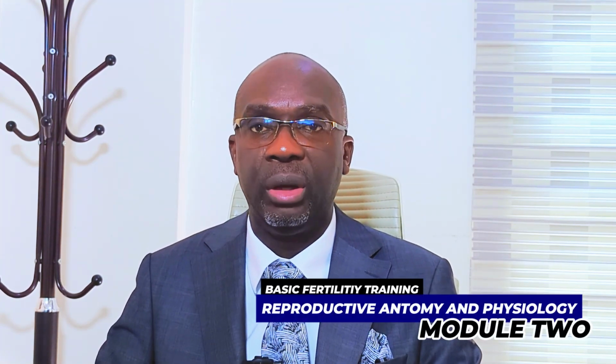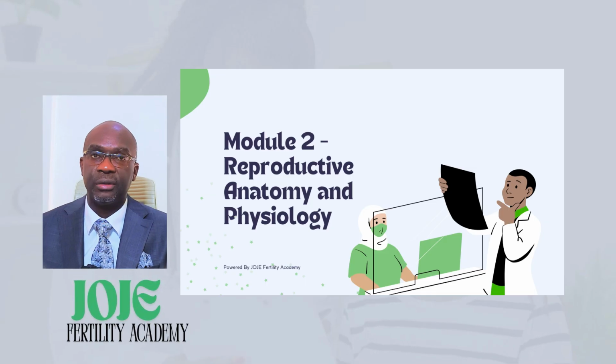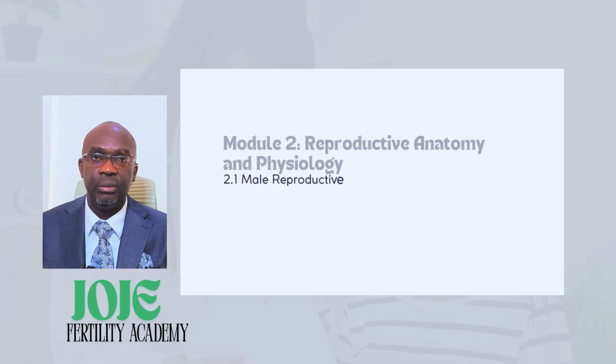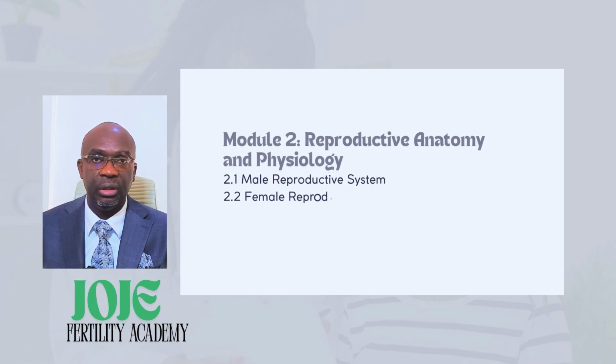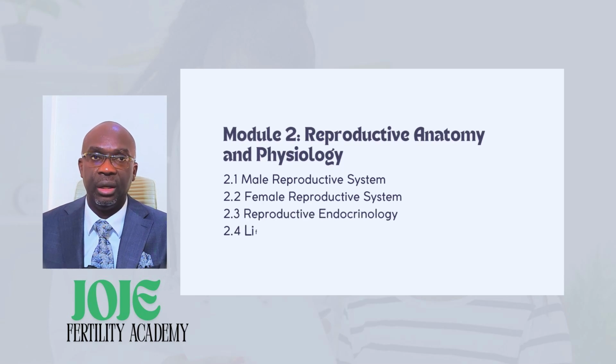In this module, we'll be looking at reproductive anatomy and physiology. And this module has 4 different units. You have the male reproductive system, the female reproductive system, reproductive endocrinology, and the life cycle of reproductive health.